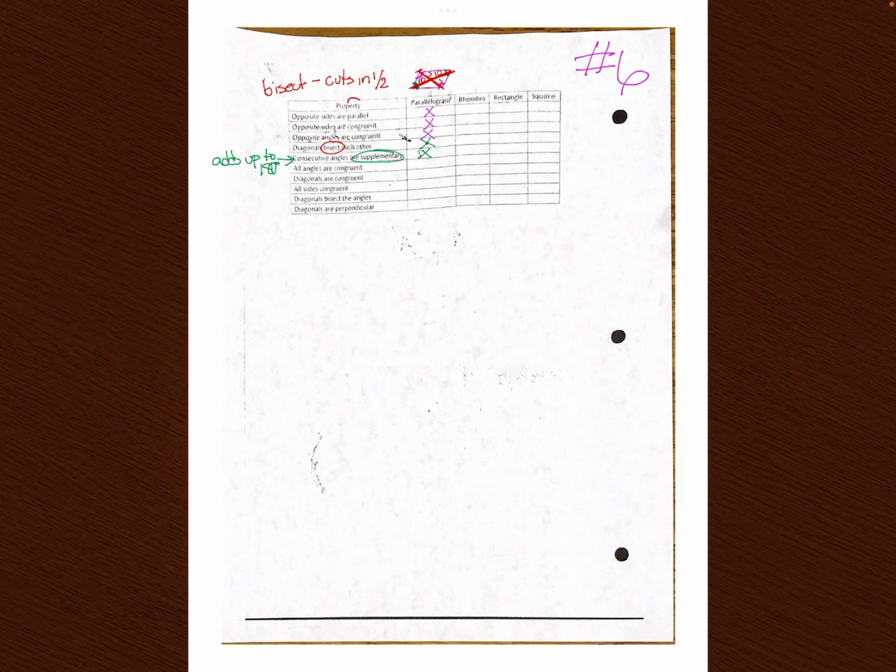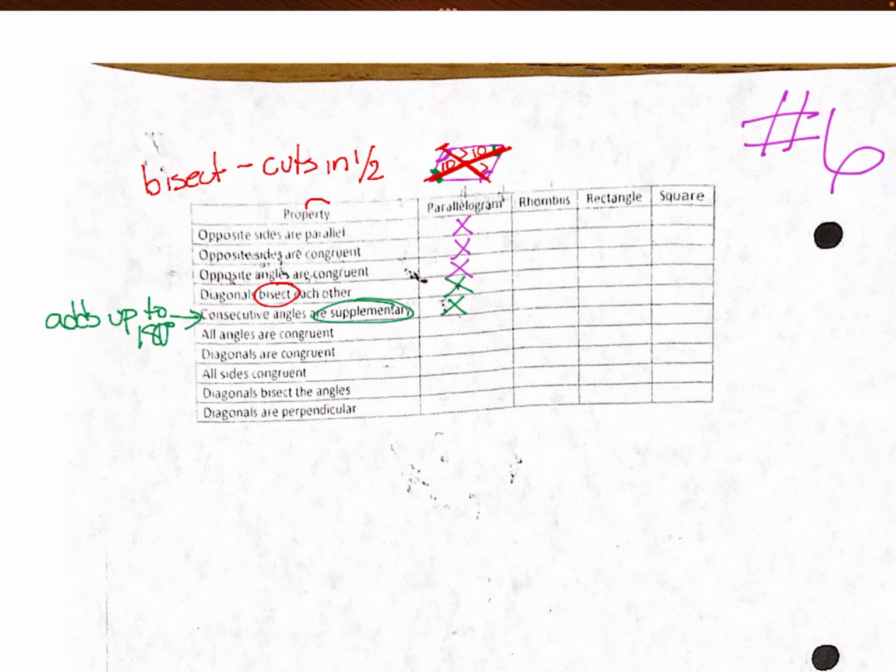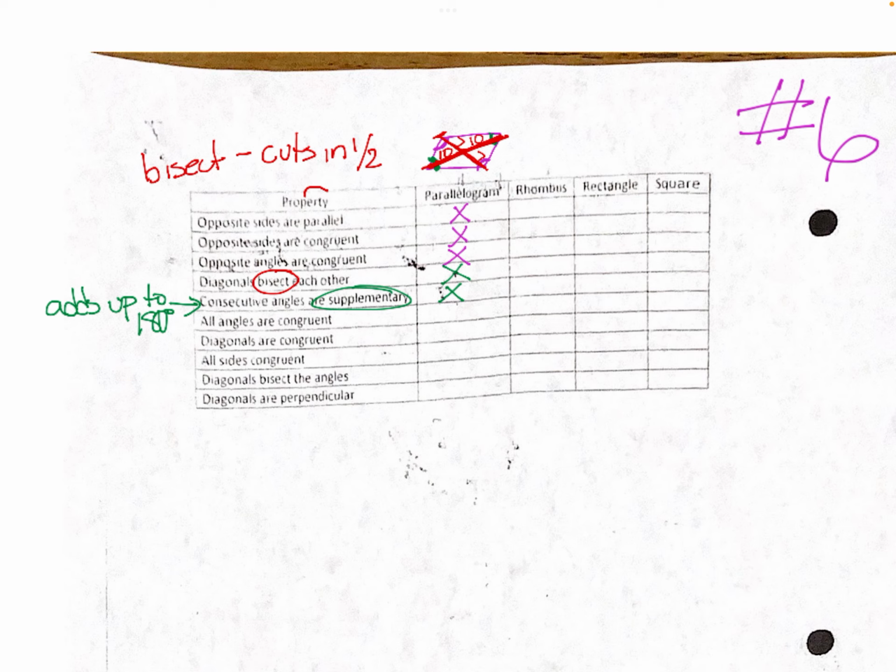So today we're going to continue on talking about quadrilaterals, and today we're going to talk about the rhombus. So we're using the notes from yesterday that we filled in the chart for the parallelogram. We're just going to do the next column for rhombus.